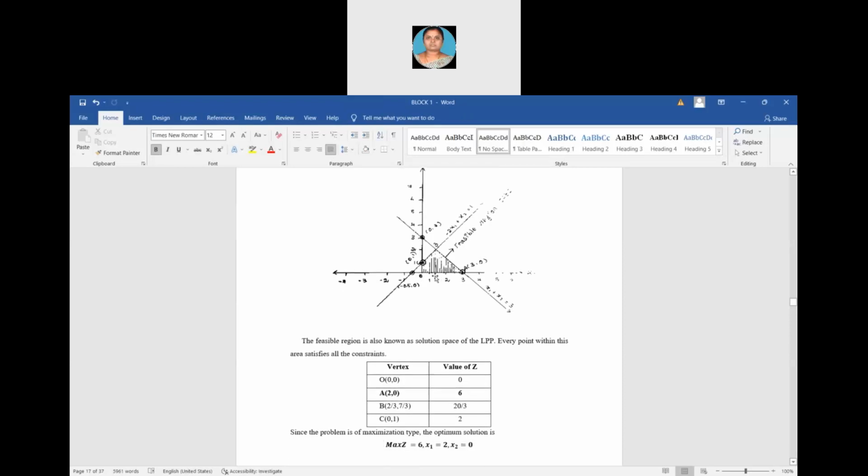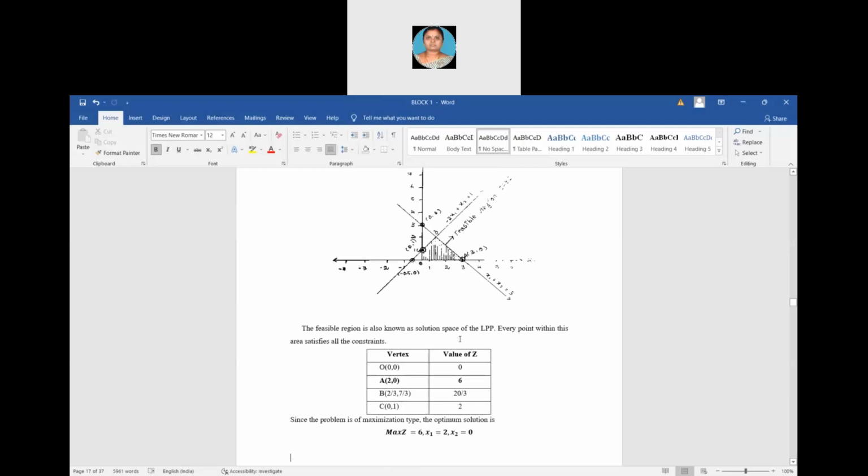Now we can move here. The feasible region is also known as the solution space of the linear programming problem. Every point within this area is satisfied by all the constraints. That is, if you are shading this region, all the conditions are satisfied in the shaded region. That you have to keep in mind. In the shaded region, all the conditions must be satisfied.